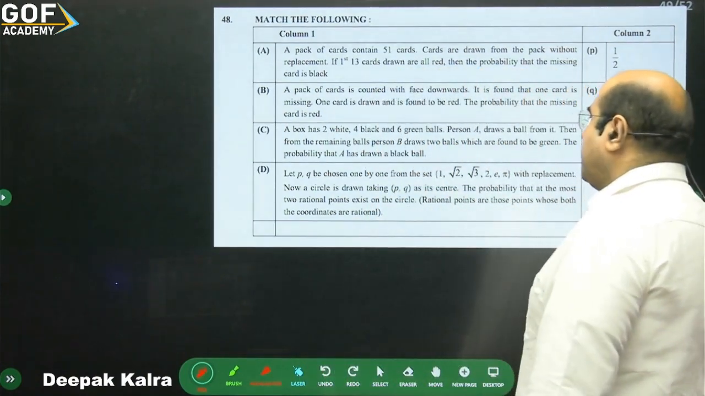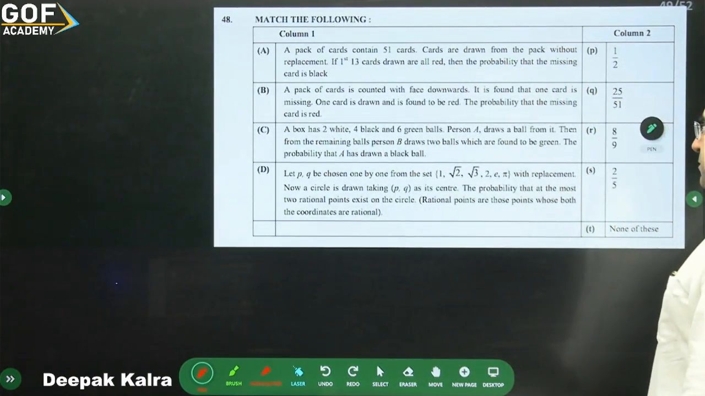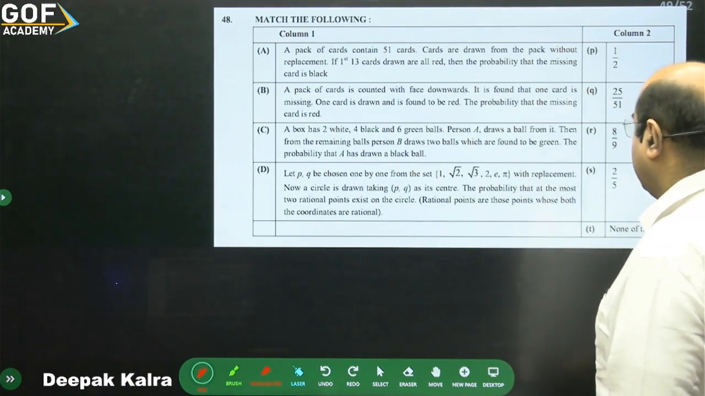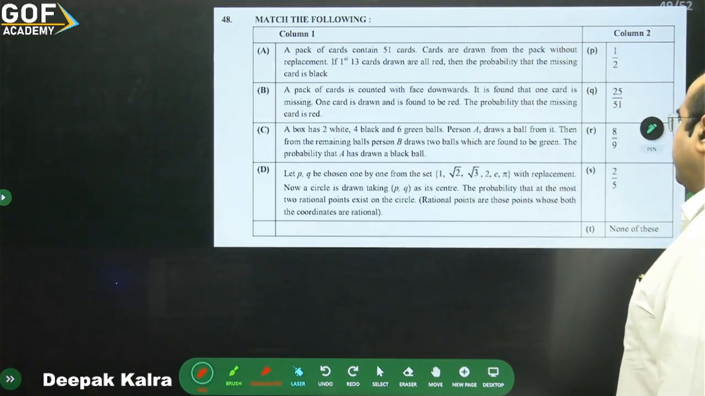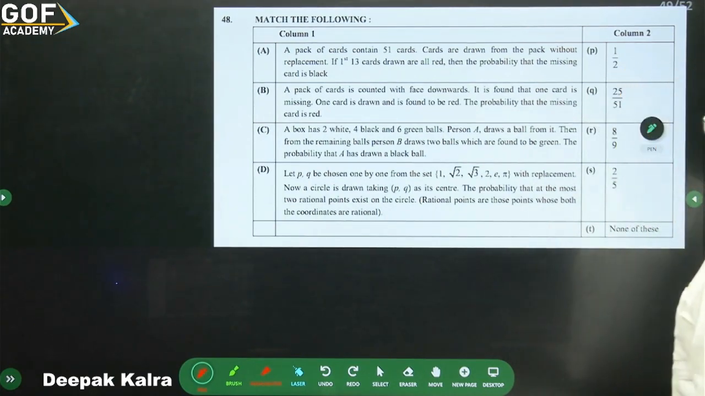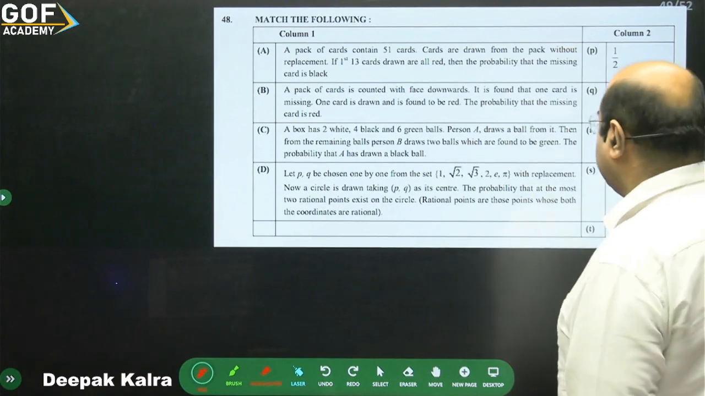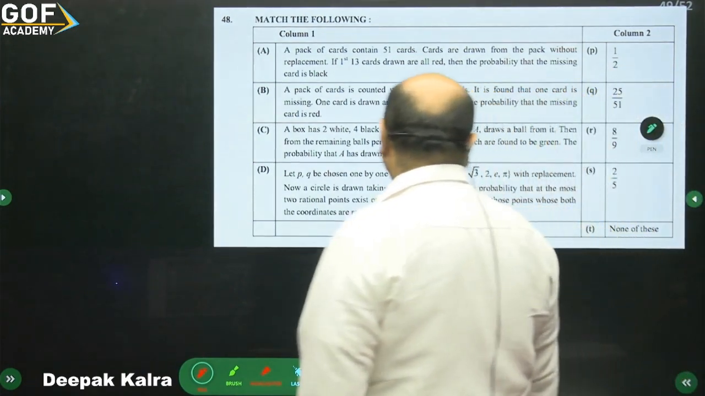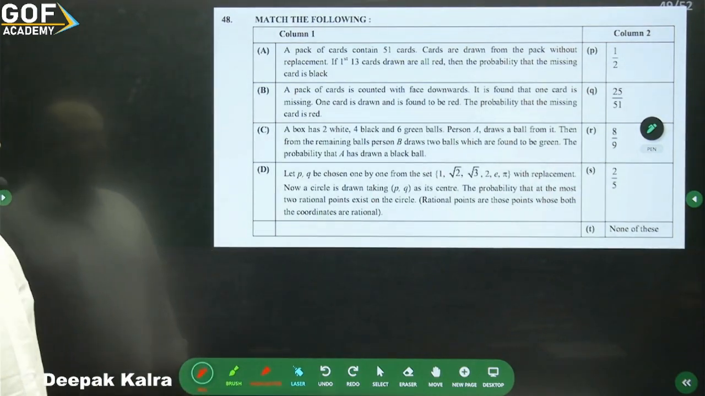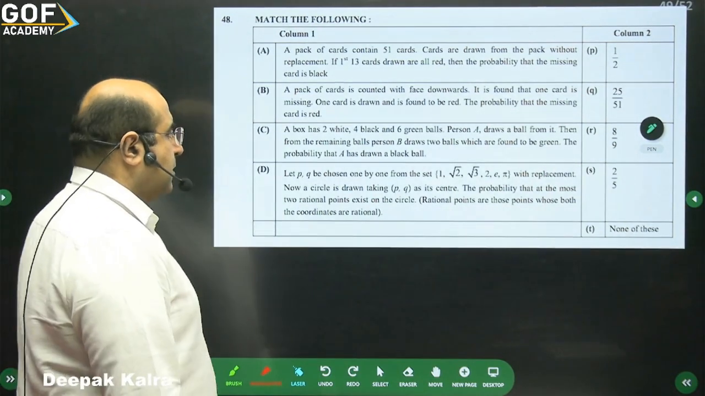Let P, Q be chosen one by one from the set with replacement. Now a circle taking P, Q as its center. The probability that at most 2 rational points exist on the circle?